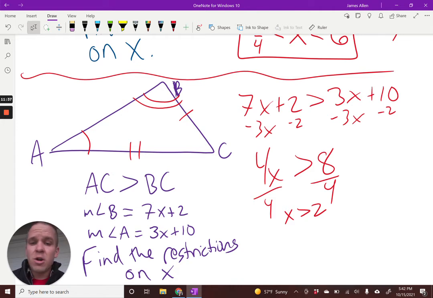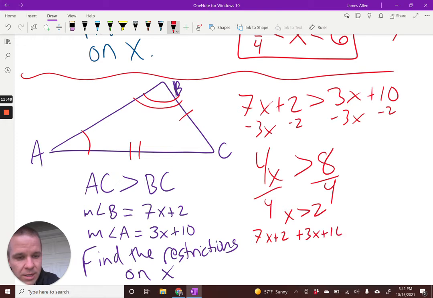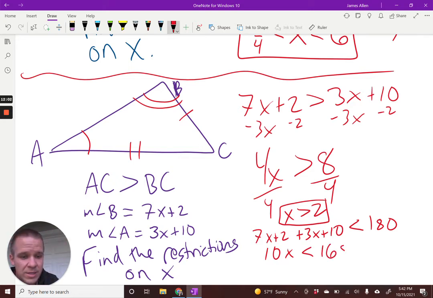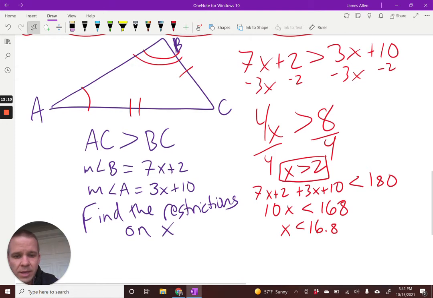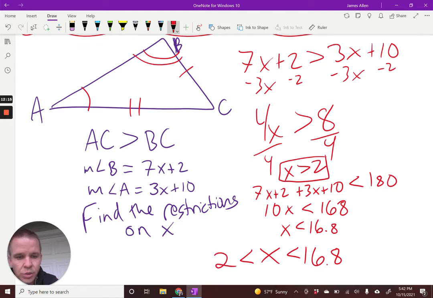So even if they just leave it a degree or even a half a degree, C can be a part of that triangle. So I have to make sure that my sum, the 7x plus 2 plus 3x plus 10, is less than 180. So that's the other half of this one. We don't want to lose that. So let's solve that. I've got 10x plus 12, so I'm going to subtract that from 180. I get 168. So x is going to be less than 16.8. Cool. So now my final answer with this one is x is between 2 and 16.8.